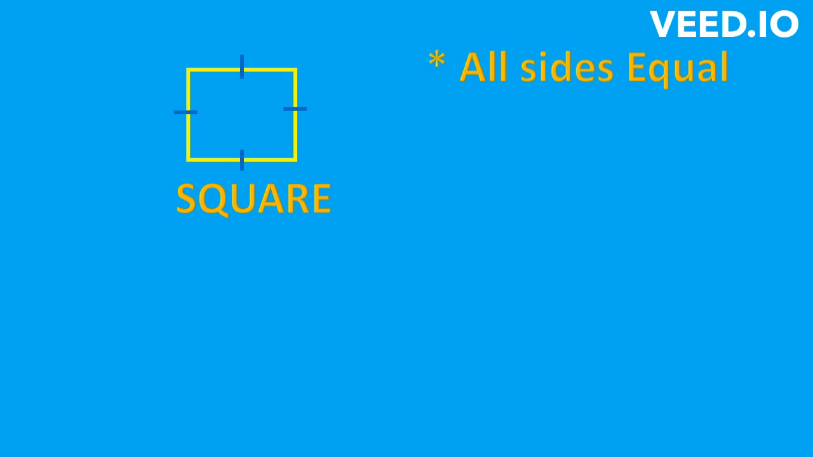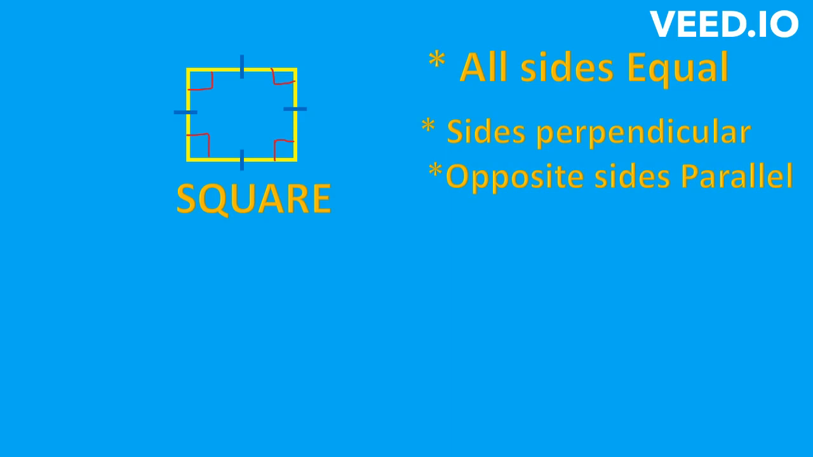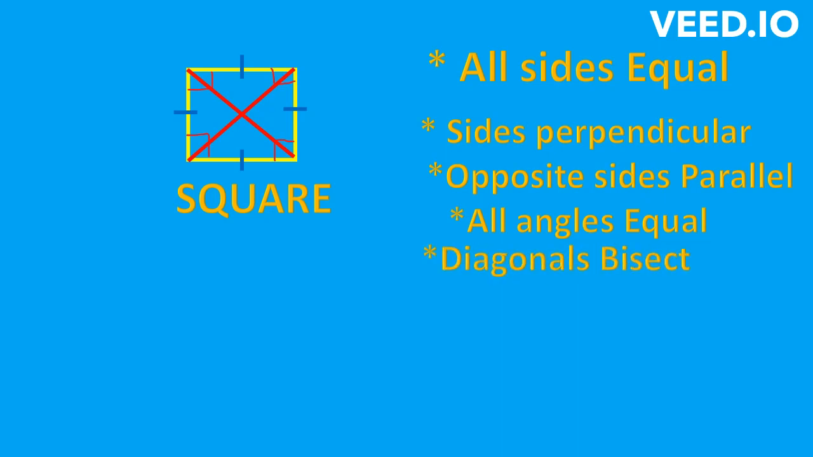And also, all these sides, if you see, two sides are perpendicular to each other. That means there is a right angle there, 90 degrees. And opposite sides are parallel to each other. And all angles in the square are equal to 90 degrees. And diagonals, they bisect each other. Bisect means they cut each other in half.